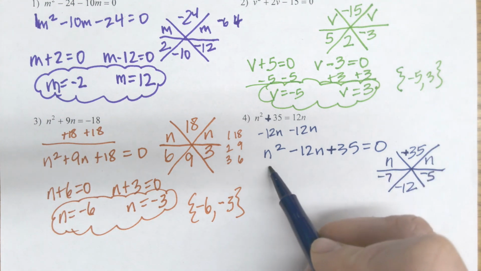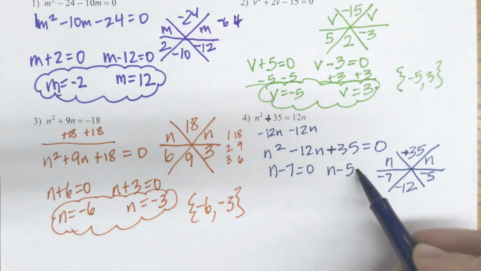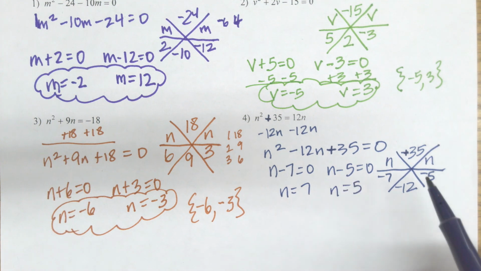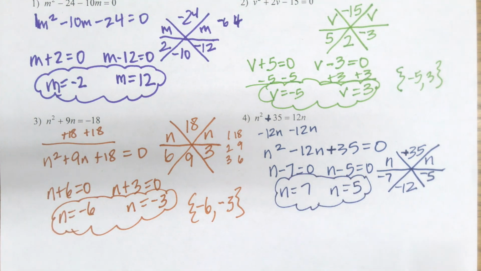So this is n minus 7 equals 0, n minus 5 equals 0. And then solve the little mini equations. So it's really the same thing you've been doing, just one added step.